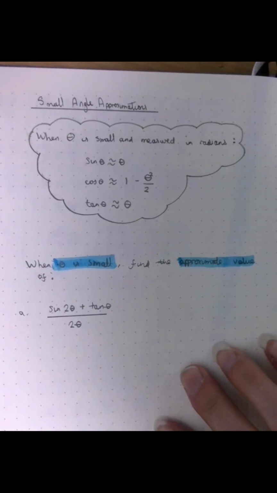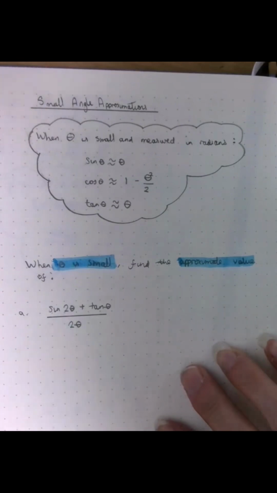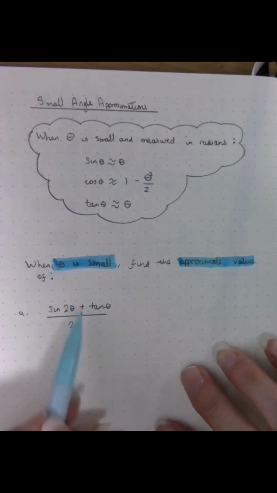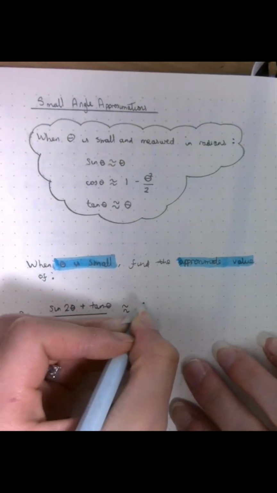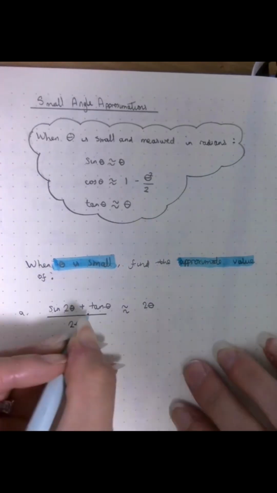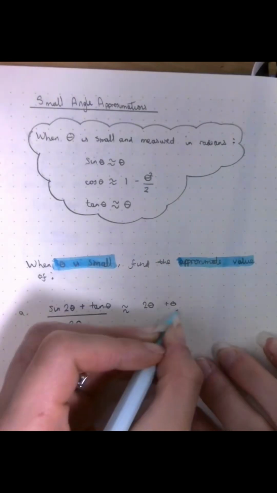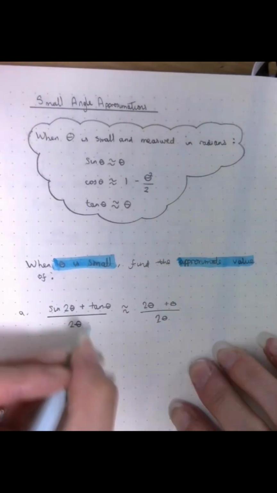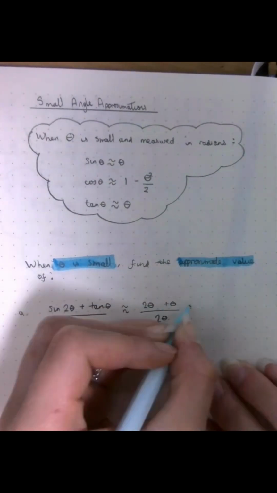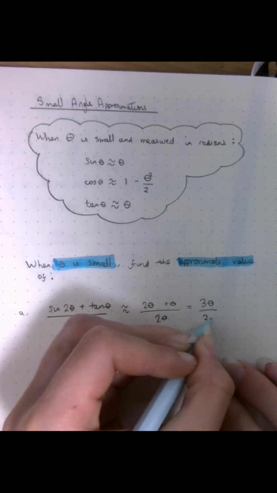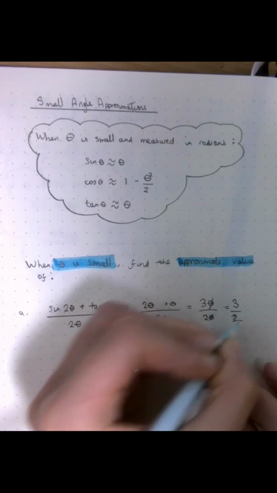So what we're going to do is take this bit here. If it's sine 2 theta here, it will equal roughly 2 theta. So sine 2 theta will roughly equal 2 theta. Tan theta, it's just a theta, so that will just roughly equal theta. And that is over 2 theta. Now we don't need to do anything with that because there's no sine, cos or tan, it just stays as it is. So that will become 2 theta plus theta, which is 3 theta, over 2 theta. Cancel out the thetas, and we are left with 3 over 2.